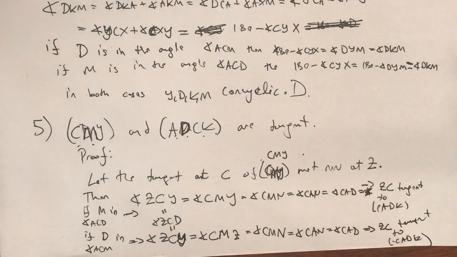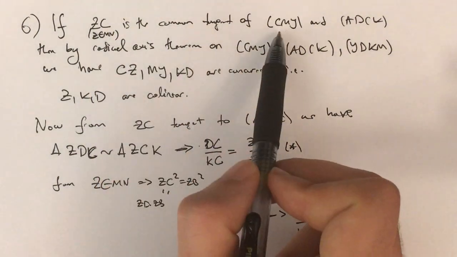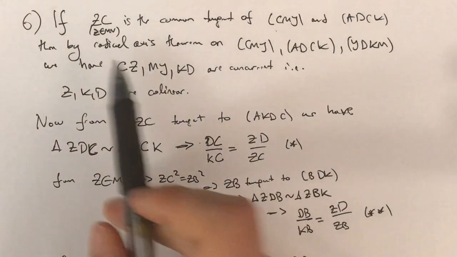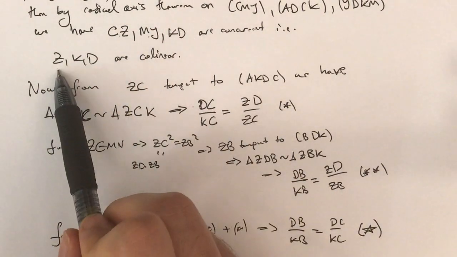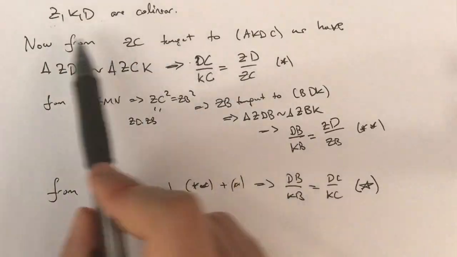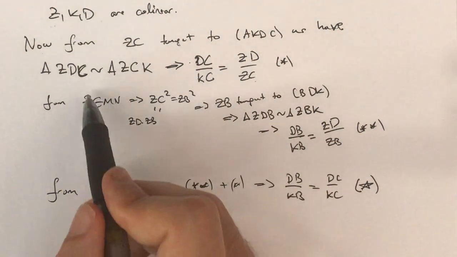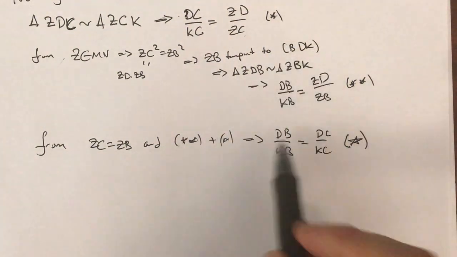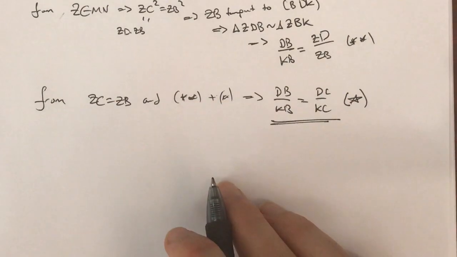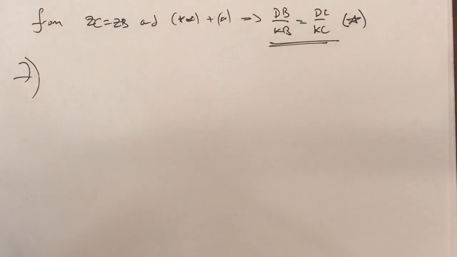And now we move on to the sixth claim, which is starting to bring it all together, and now we start proving our final claim. We said if ZC is the common tangent of CMY and ADCK, then by the radical axis theorem CZ, MY, and KD are concurrent, i.e. Z, K, D are collinear. And now from ZC tangent to ADCK, because ZC is ZB, because Z is on MN, we have that ZB is tangent to BDK, which gives us that DB over KB is DC over KC.